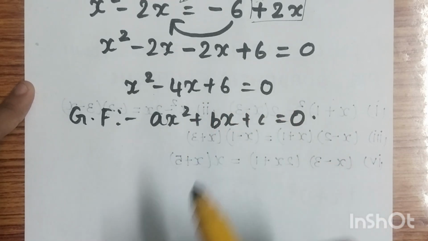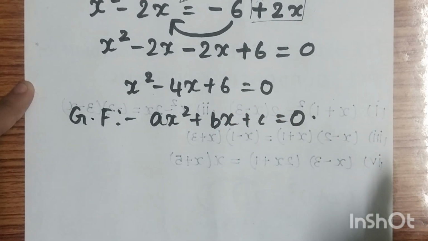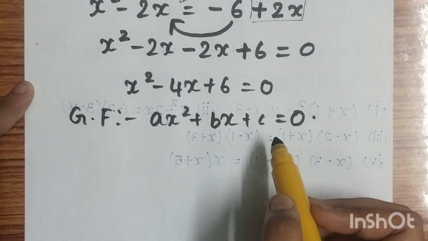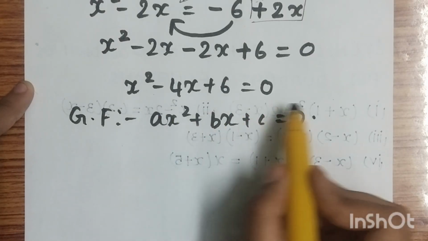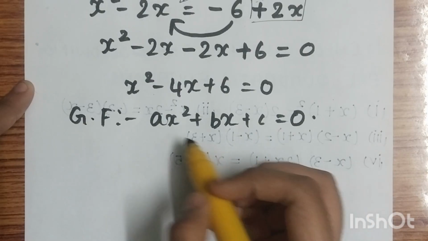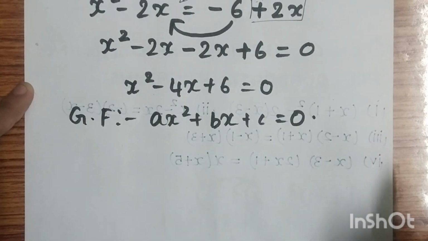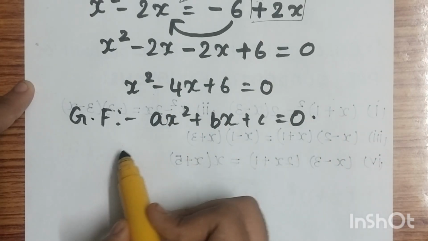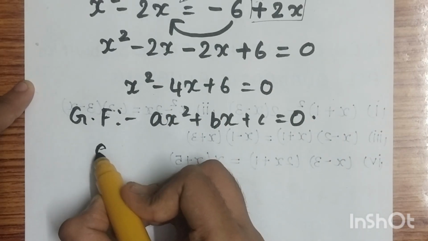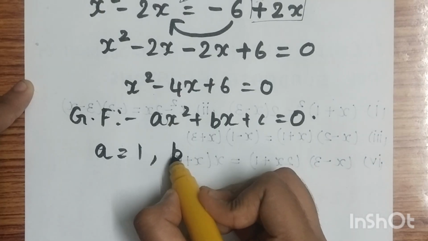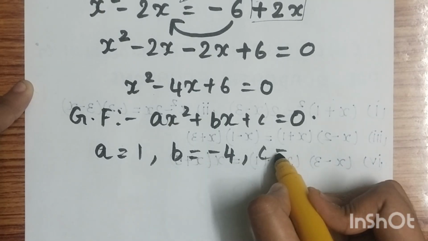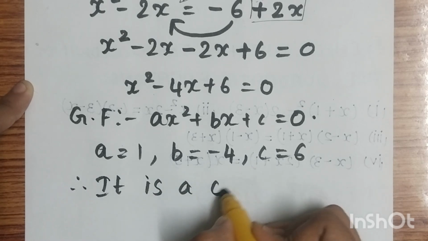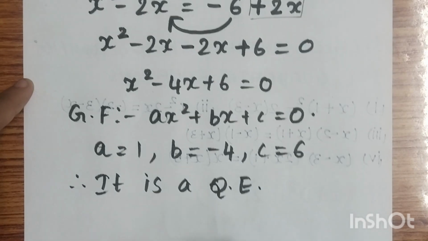In linear equation in two variables, we saw that a must not be equal to 0 and b must not be equal to 0, but here there are no such conditions. Here the degree must be 2 and it should resemble this equation. Clear? So I can write a is equal to 1, b is minus 4 and c is 6. So it is a quadratic equation. Clear?